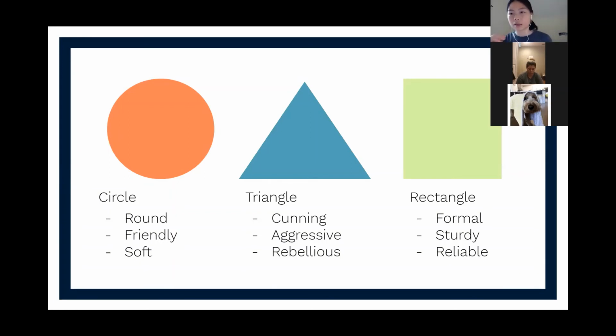So circles are generally round, obviously, since they have no edges or points. And they can convey traits such as being friendly or being soft because they are round, as opposed to something like a triangle, which has pointy edges. It has points and it has straight edges. So that would convey traits that are more like rebellious or aggressive. And then also for a rectangle, since rectangles are pretty just sturdy looking, that would convey traits of formality or reliability.